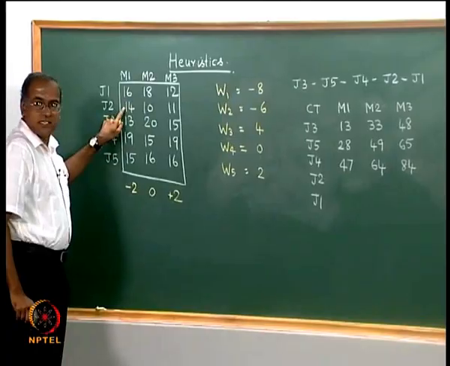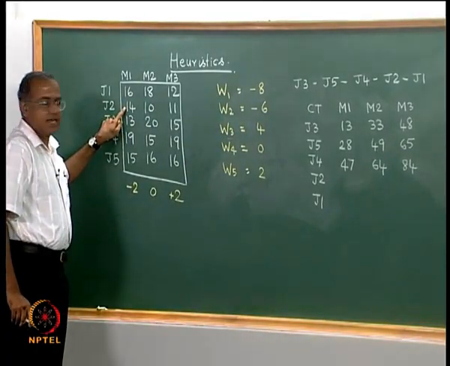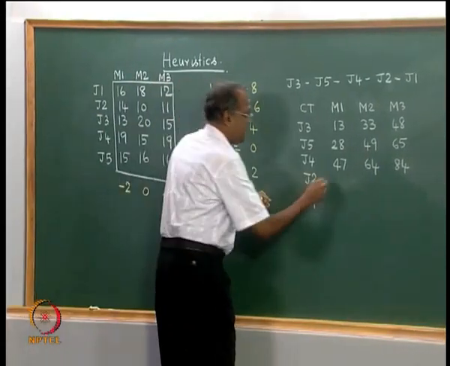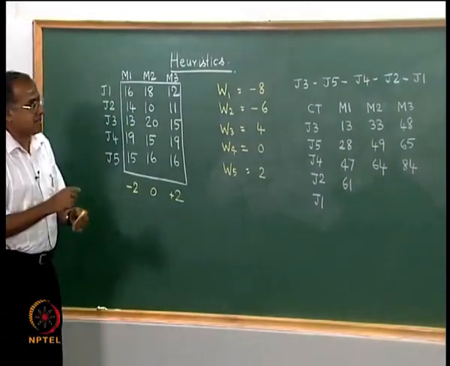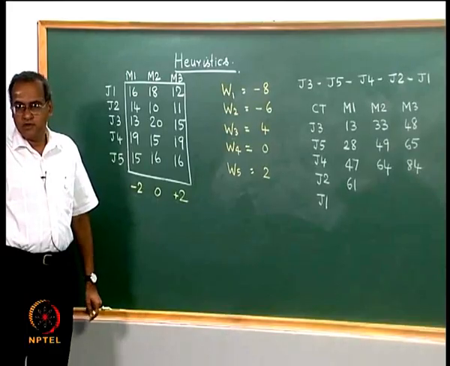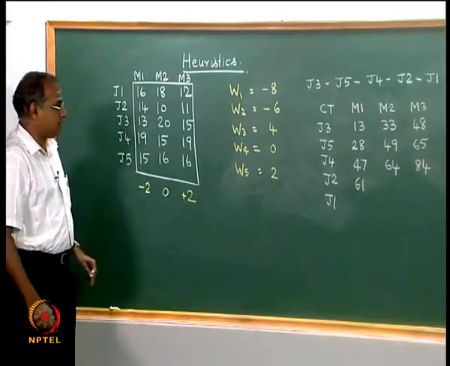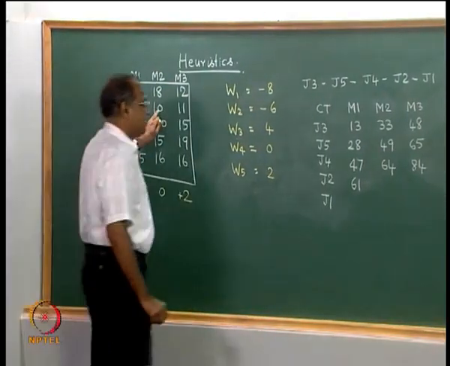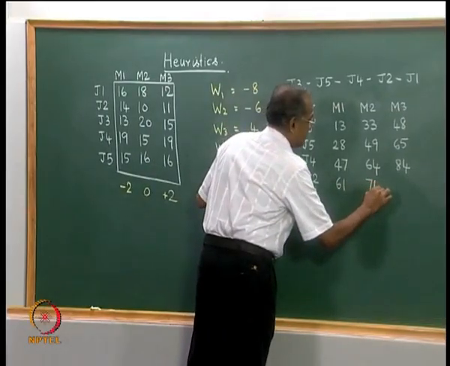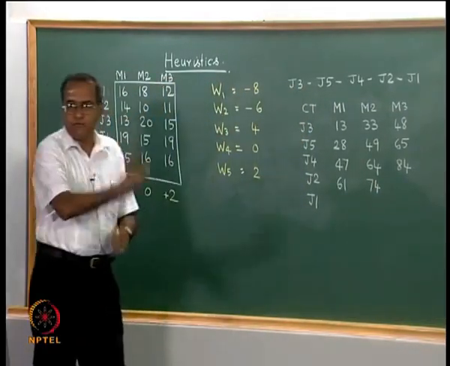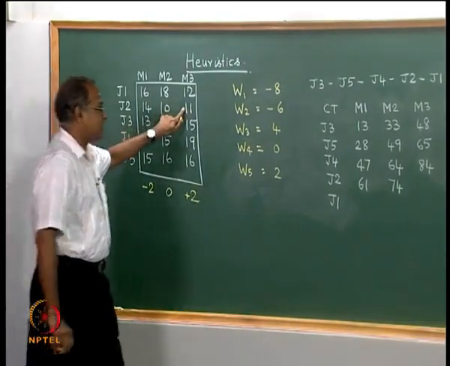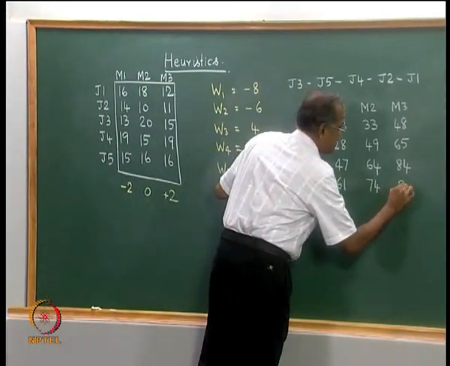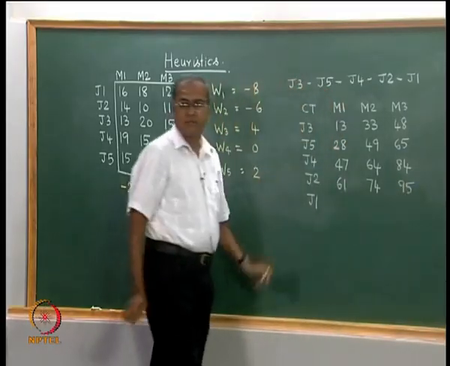J2 starts at 47 on M1, takes another 14, so finishes at 61, waits till 64 for M2, starts at 64 on M2, takes another 10, so 74, waits till 84 for M3, starts at 84, takes another 11, so finishes at 95.